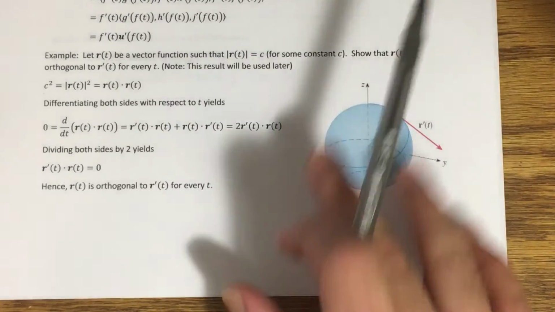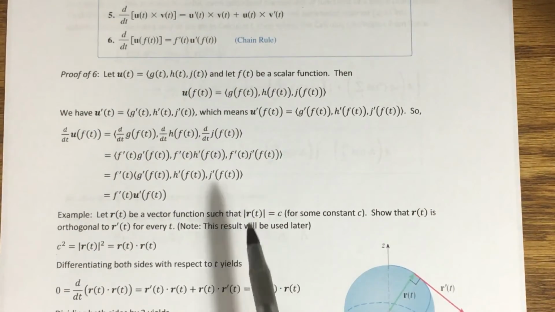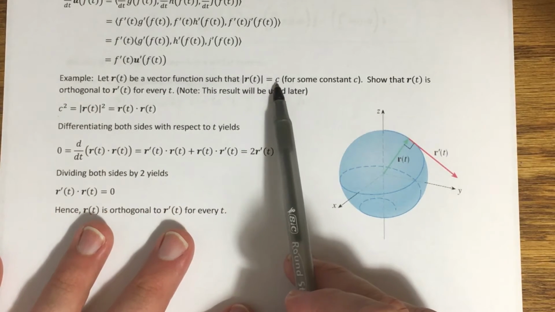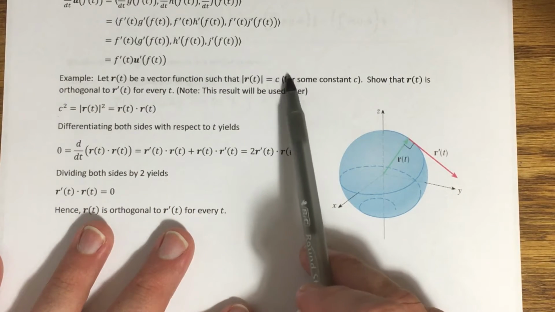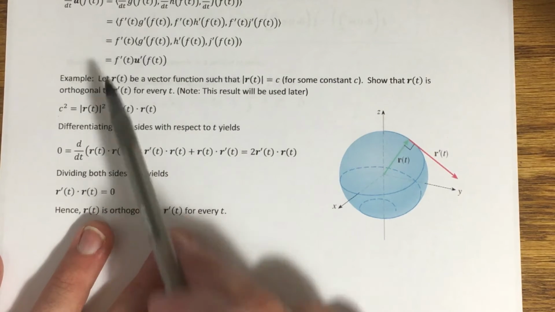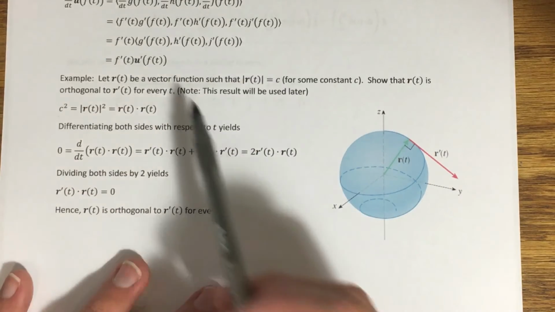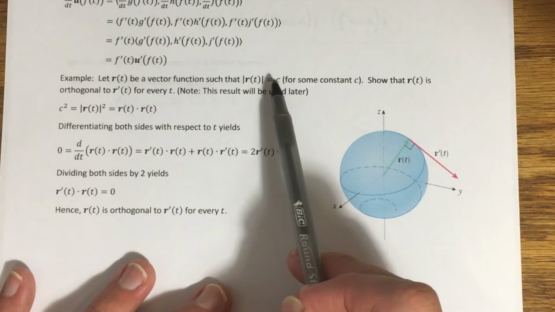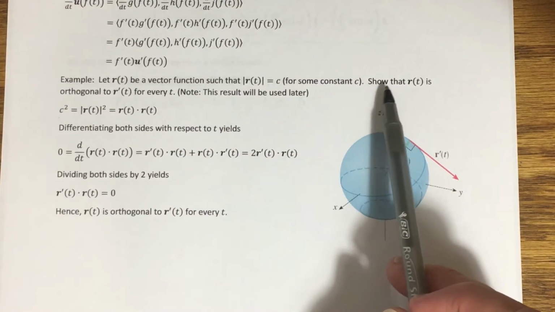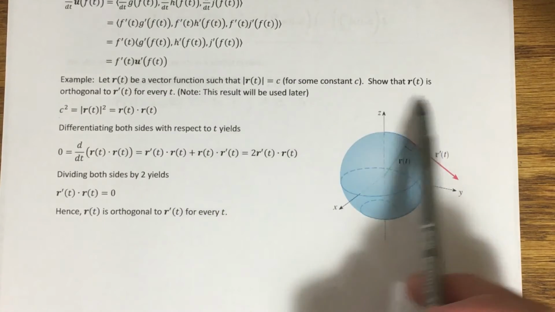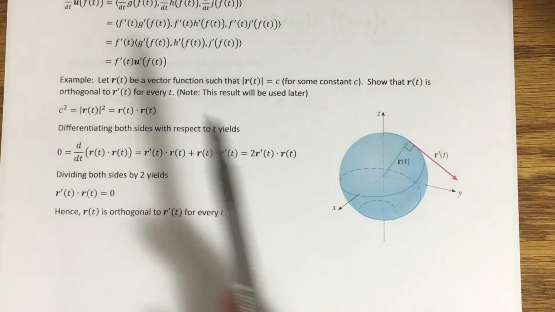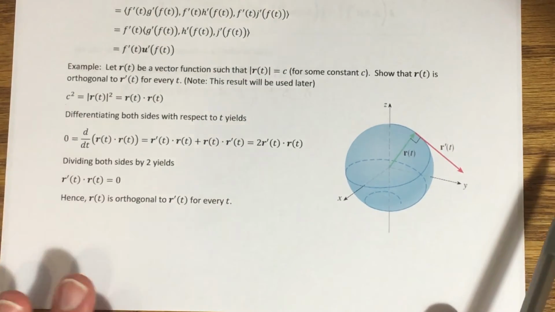So that's kind of the thing that we're talking about here. This magnitude, or this norm, as we also call it, of r of t can look like some scalar function, f of t. If that function turns out to be a constant function, then that's the kind of R of t that we're talking about here. So if its magnitude is a constant function, okay, then that's what we're looking at. What we want to do is show that that function R of t, under this condition, is orthogonal to R prime of t for every value t. It's a really important result that comes up in the next section.